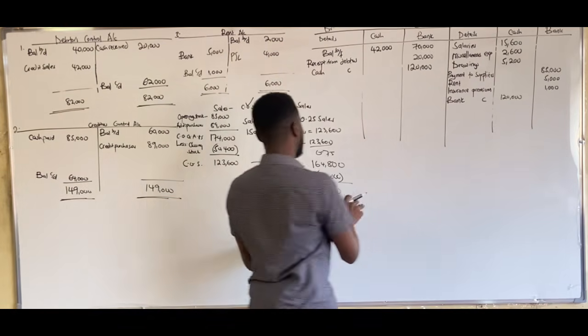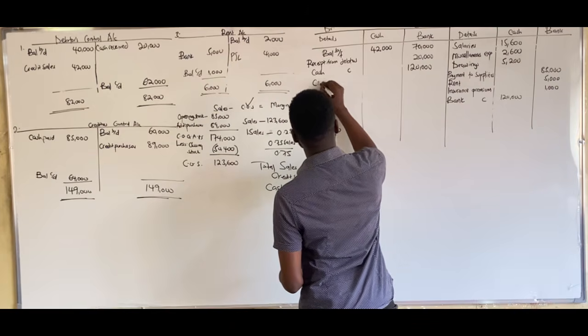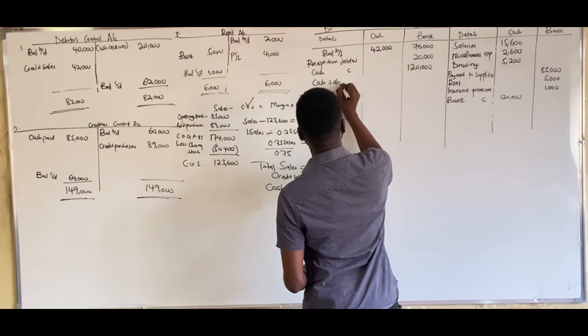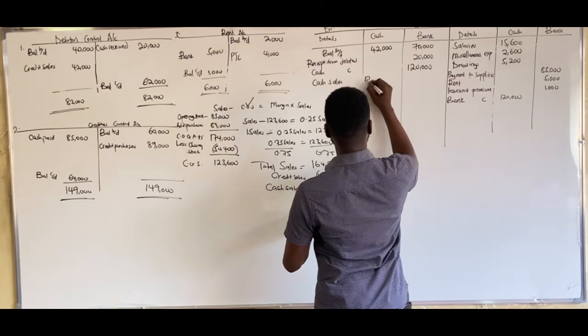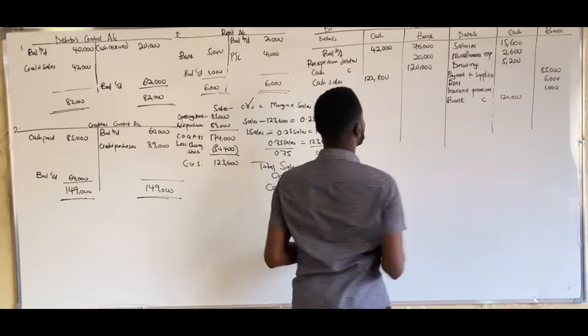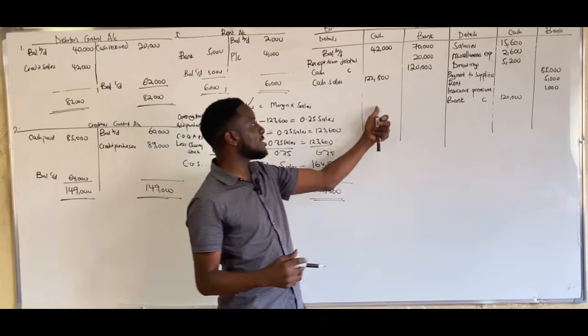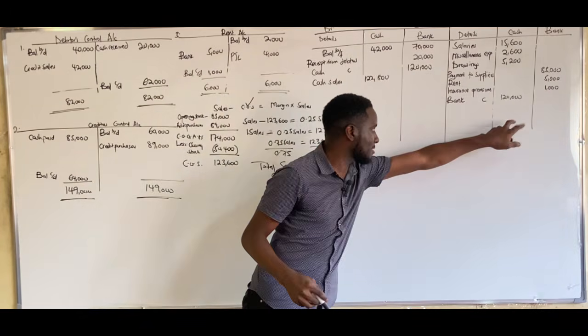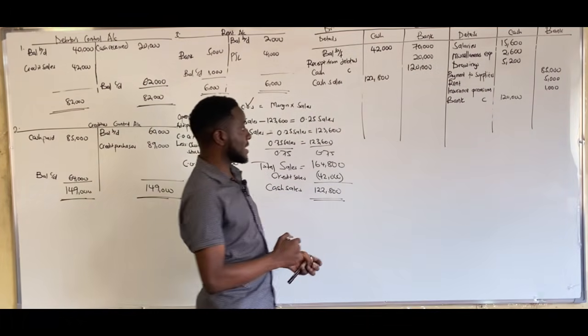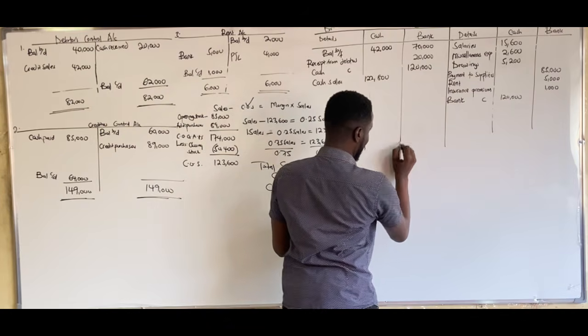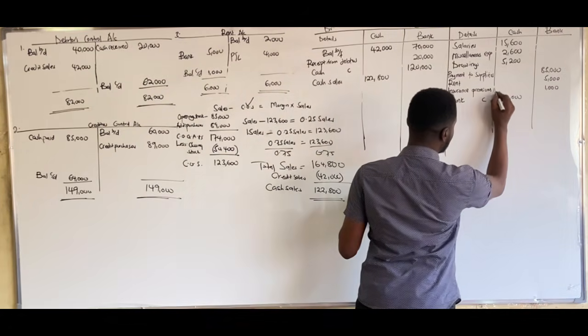Now it means that when you come to the cash book, you're supposed to bring in the cash sales, which are 122,800. After doing this, the debit side of the cash has to be greater than the credit side. So that's what we have, and let us see if it balances up.